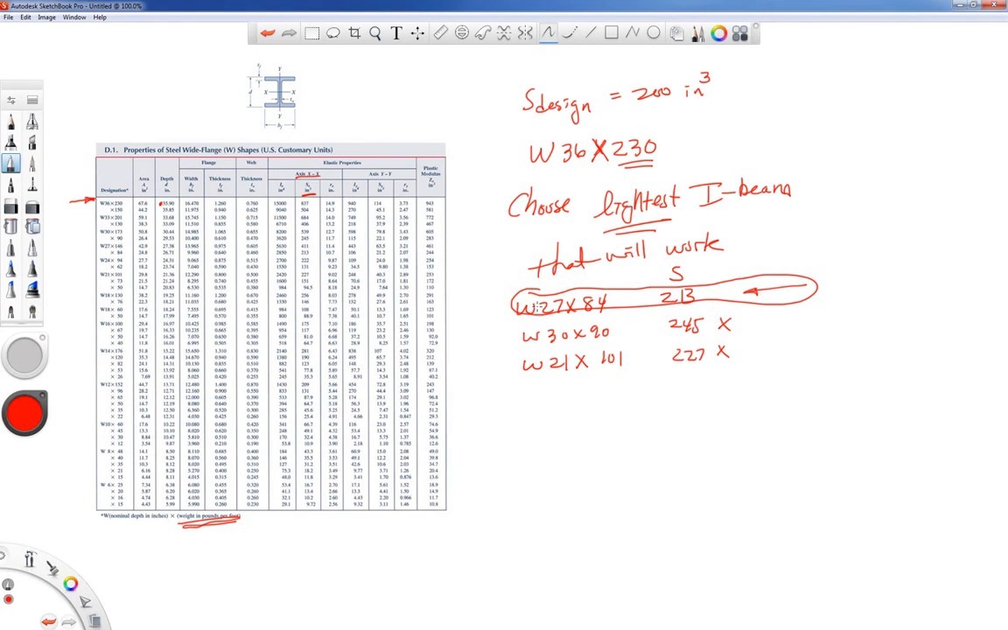You get a couple where you just work with sigma is equal to My over I. I think you get at least one here where we deal with the design section modulus.